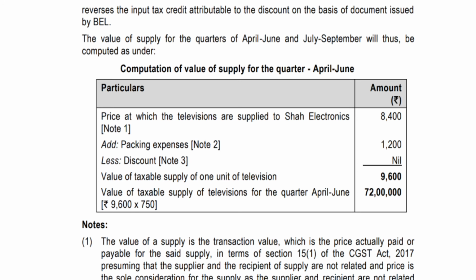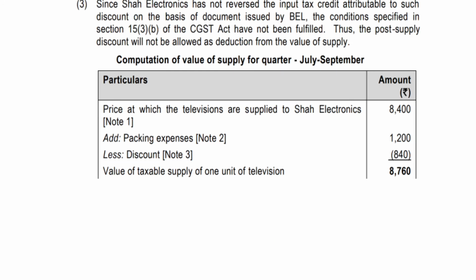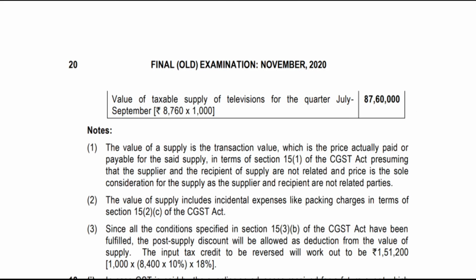Now in the second quarter they ordered 1000 televisions, and the price is the same, 8400 rupees plus packaging 1200. And in the second quarter they reversed the ITC, so they are eligible for the discount of 10%, that is 10% of the price at which televisions are supplied, that is 10% of 8400. That amount is 840.